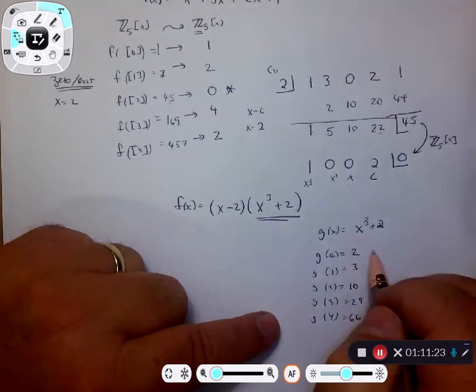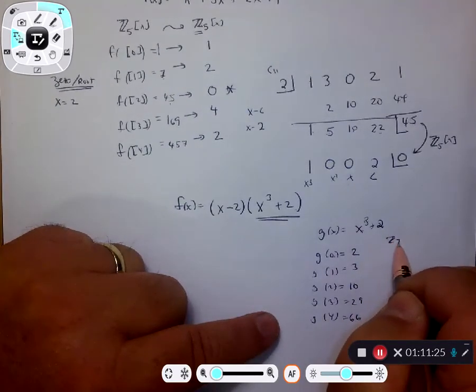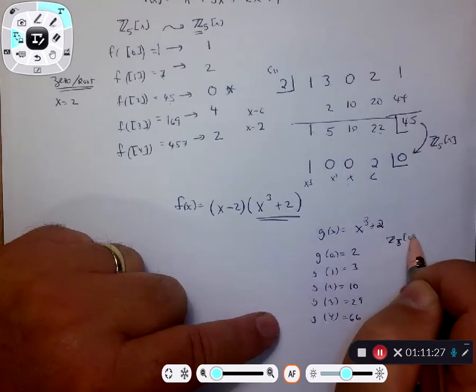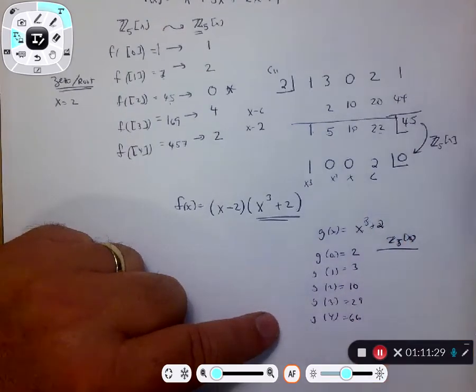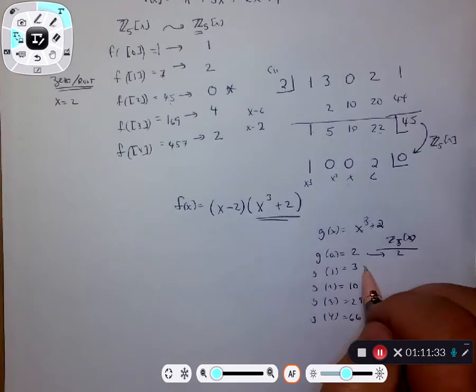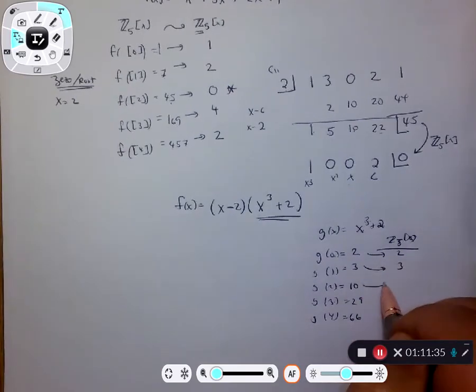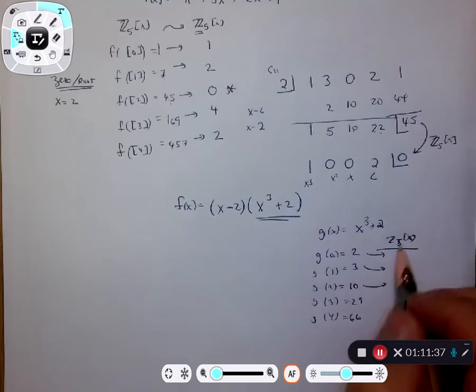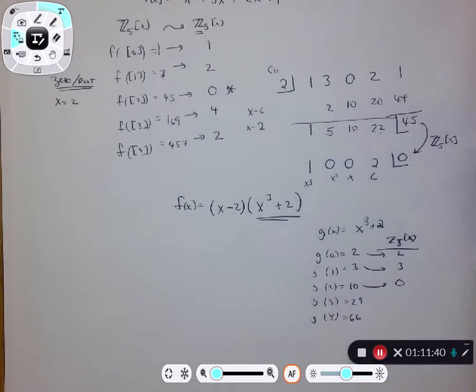But again, converting them back into the wonderful world of Z5 adjoint x, these numbers end up becoming 2 is equivalent to 2, 3 is equivalent to 3, and 10, in terms of Z5, will end up being 0 because 5 divides into 10 with no remainder.